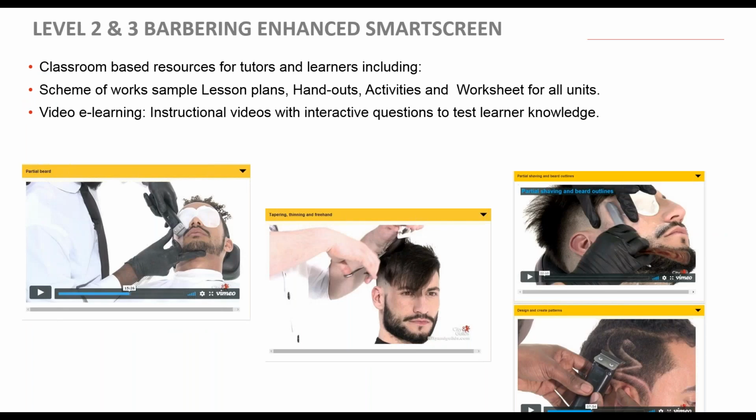For hairdressing, we have now got our level 2 and level 3 Barbering Enhanced Smart Screen. It's fully supported. It has all your lesson plans, all your schemes of work, like beauty therapy, with video e-learning as well. For this package at level 2 and level 3, they are priced at £850. Exactly the same as beauty therapy, unlimited access for all your tutors and all your learners.